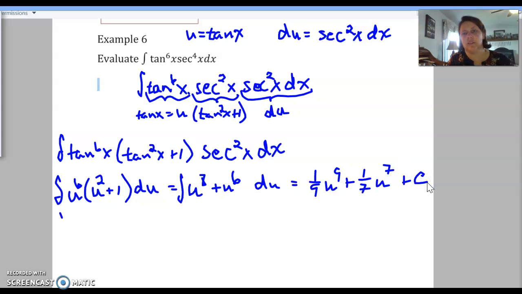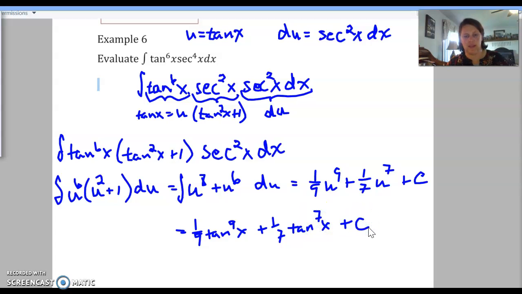So these ones are really kind of a step back from what we have been doing. Definitely not as involved integral as section 3.1 was. Okay, go ahead and put it back in our tangent x, and we get a final answer of 1/9 tangent to the 9th x plus 1/7 tangent to the 7th x plus c, and we are done.